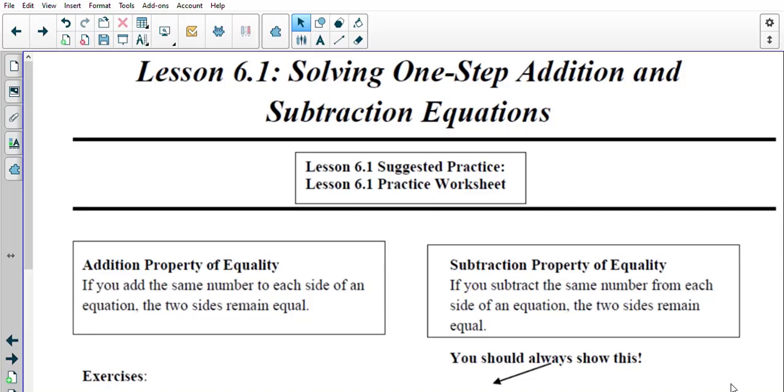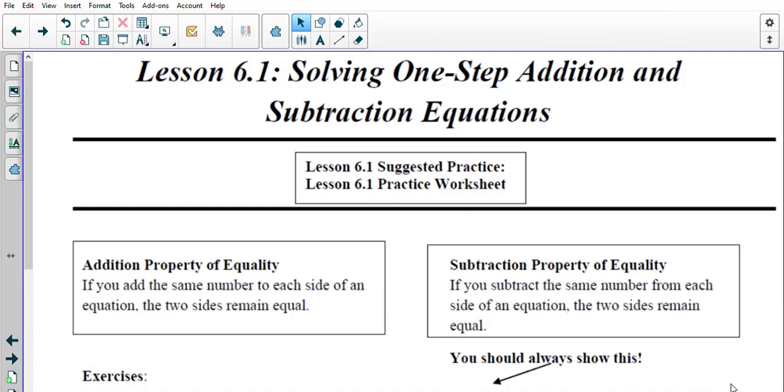Today's video is going to focus on the lesson 6.1 guided notes on solving one-step equations by addition and subtraction. Please make sure you have these guided notes in front of you and you're copying down not only the solutions but also the work that goes with these problems. This is a really foundational concept. This is something that we'll be talking about in class as well.